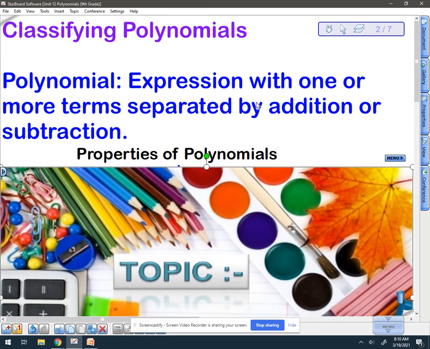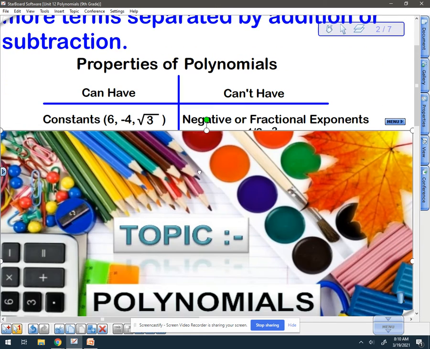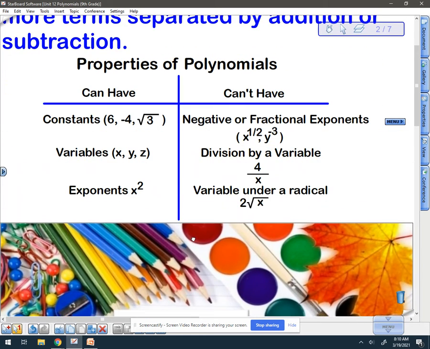Now, properties of polynomials. And normally I would give lots of time if I was teaching this in class for students to write the notes, but you can pause the video. So when you need to write something down, pause the video, write it down. So you need to have this definition written down. Then we come down to properties of polynomials.